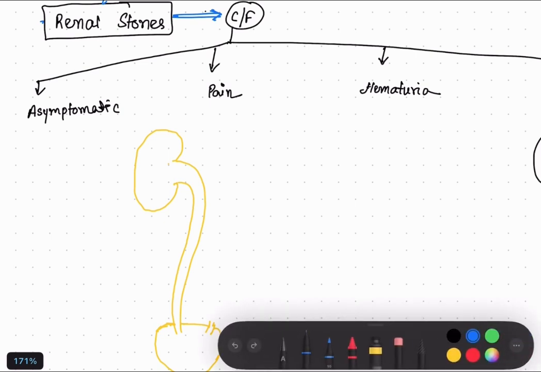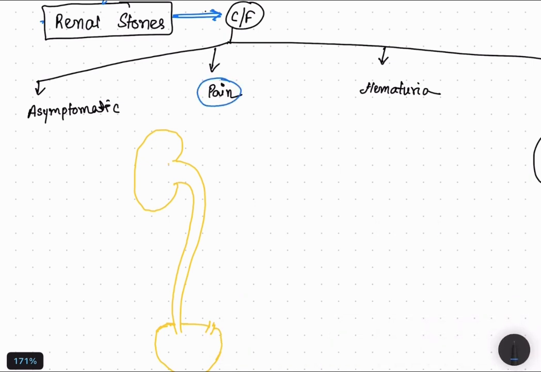First, coming to the renal stone, the most common manifestation is pain. Though it may be asymptomatic in the case of a small-sized renal stone, just by increasing the water intake we can get rid of that. So there is no need for surgical management in the case of an asymptomatic stone or a stone size less than 5 to 6 millimeter. There is no need for surgical intervention.